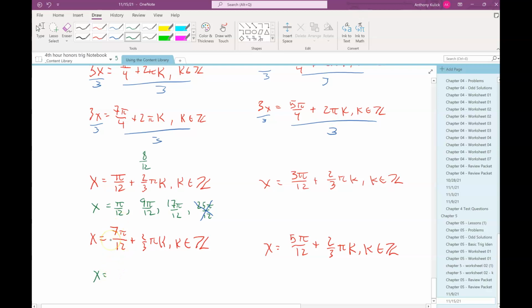Same thing as before. I noticed that if I subtract 8 pi over 12, I get a negative, so my first answer is really just 7 pi over 12. If I add 8/12, I get 15 pi over 12. That's still good. Add another, I get 23 pi over 12, still less than 2 pi. But if I add another 8/12, way too big. So those are the 3 answers I get there.